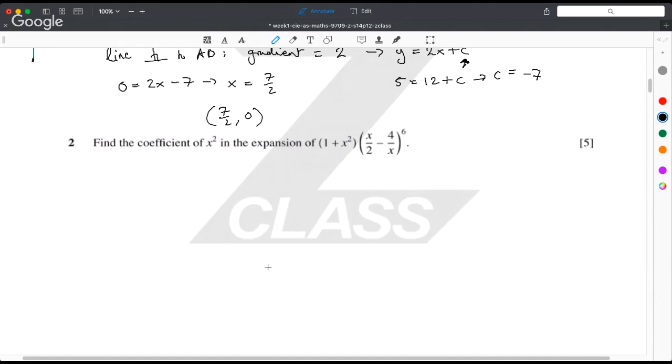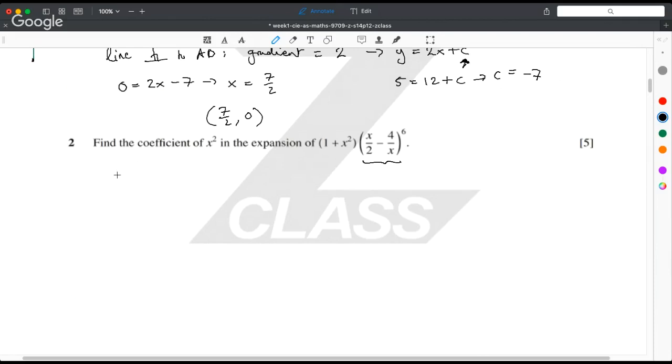Okay. Next question is one about expanding a polynomial. So you'll use the binomial formula from the formula booklet. And in this case, we're just expanding this one, right? Because the first one's already expanded. There's no problem with that.